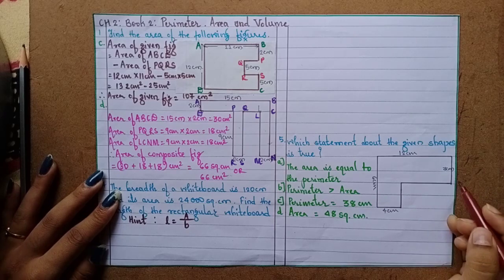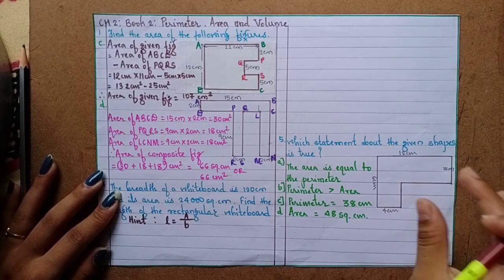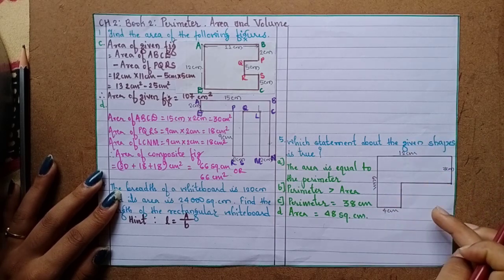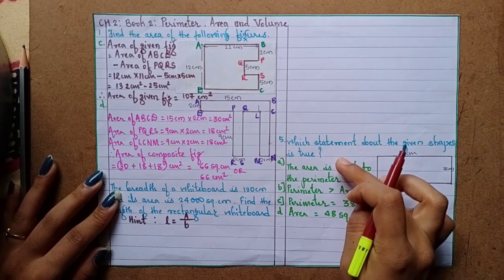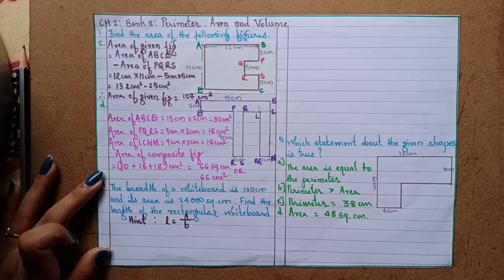What you have to do first is divide this figure into two parts, as it is a composite figure. So divide it into two rectangles, and then find the perimeter and area, and then just see which of the statements will be true. This will be homework. It will be discussed during online class.